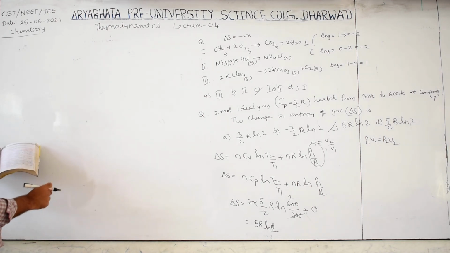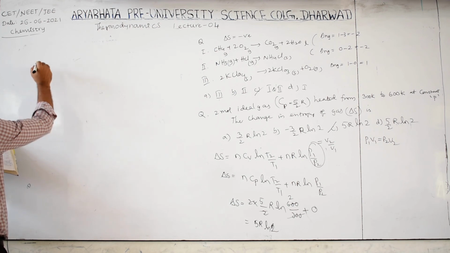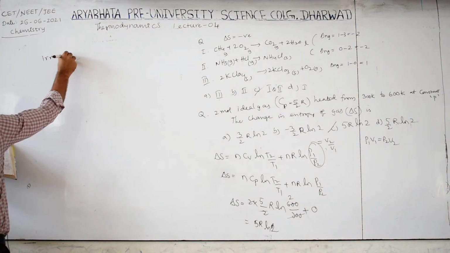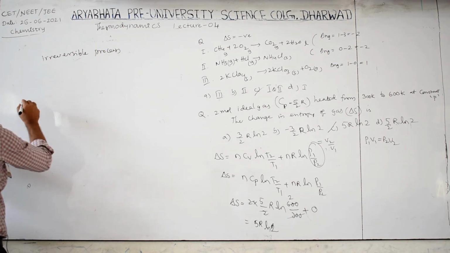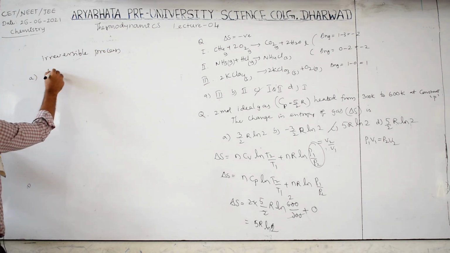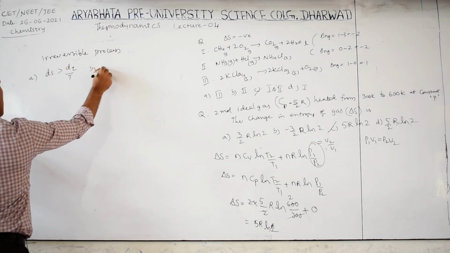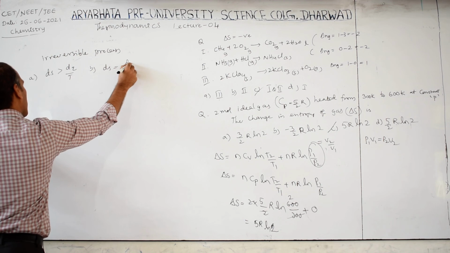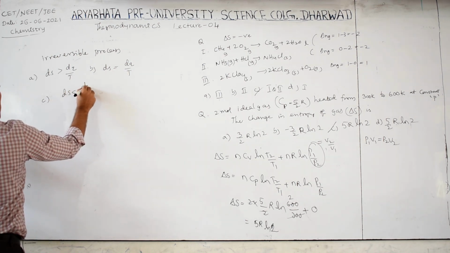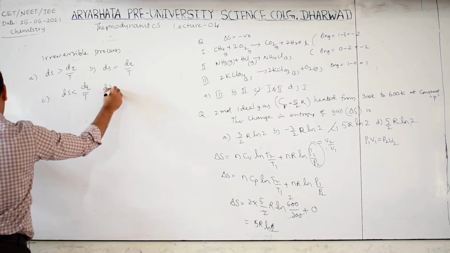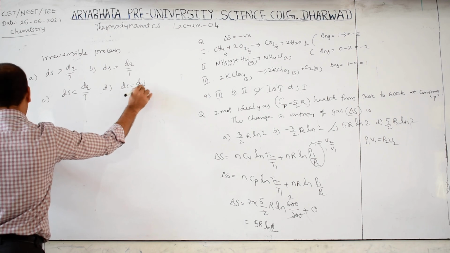Okay. Now which of the following is the expression for an irreversible process? For irreversible process, which is correct? A, dS, meaning delta S, greater than dq by T. B option, dS is equal to dq by T. C option, dS less than dq by T. D option, dS is equal to dU by T.